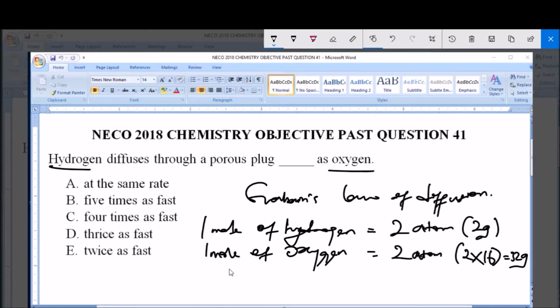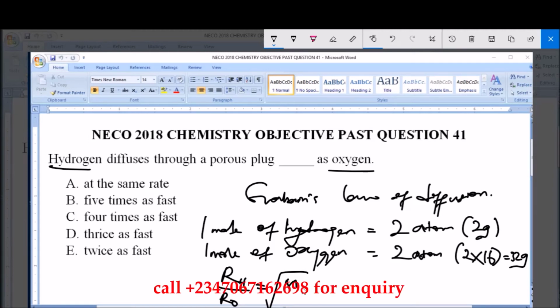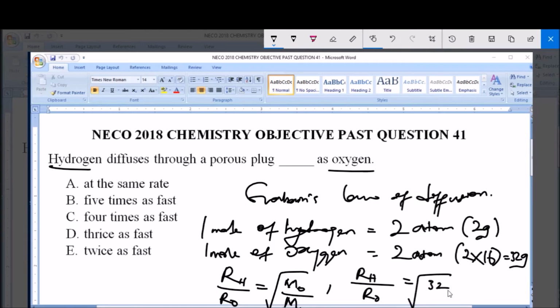Now from Graham's law we have that the rate of diffusion of hydrogen over the rate of diffusion of oxygen is equal to the square root of the molar mass of oxygen over the molar mass of hydrogen. So from this we have that RH over RO, where this is the rate of diffusion of hydrogen and this is the rate of diffusion of oxygen, is equal to the square root of 32 over 2, and this is equal to the square root of 16, which is equal to 4.